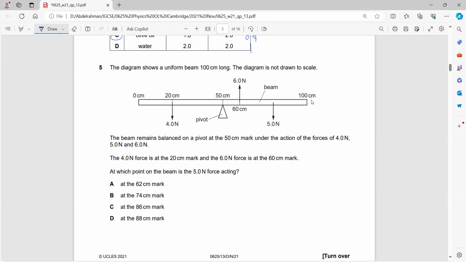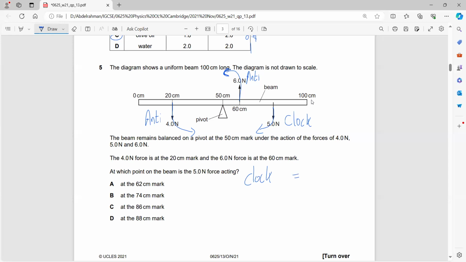First force, the 4 newtons. Would it cause a clockwise moment or an anti-clockwise moment? This is an anti-clockwise moment. Yes, this is an anti-clockwise moment. But what about the 6 newton force? It's also an anti-clockwise moment, leaving the 5 newton force to cause a clockwise moment. So we have 2 anti-clockwise moments and only 1 clockwise moment. What should I do? I should write the equation.